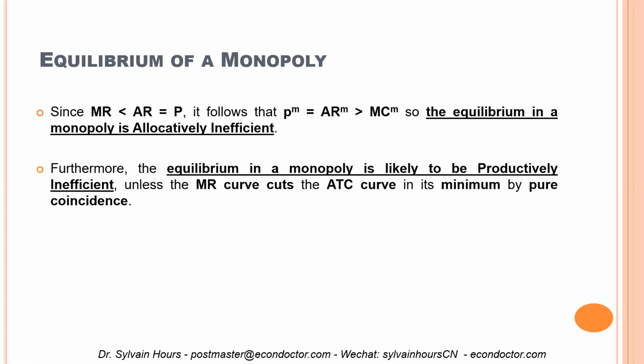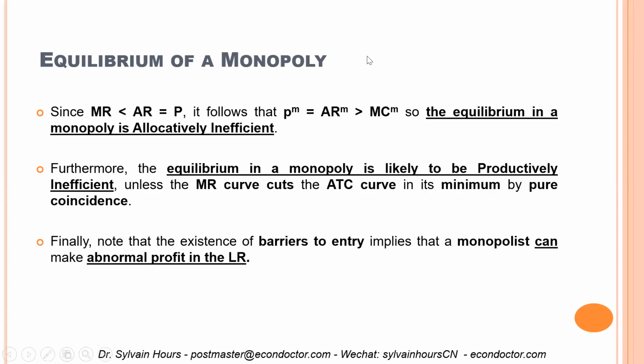And of course, it's very unlikely that the firm, the monopolist, is going to produce exactly the level of output at which the ATC curve is minimized. It's not impossible. Theoretically, it's possible, but it's just very, very unlikely. So generally speaking, the monopolist does not achieve productive efficiency.